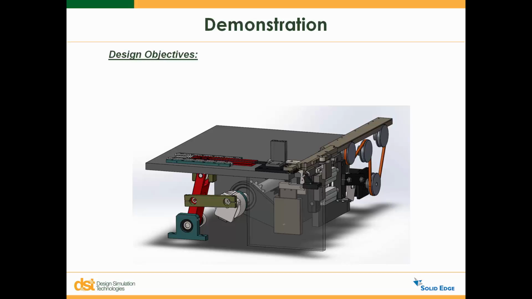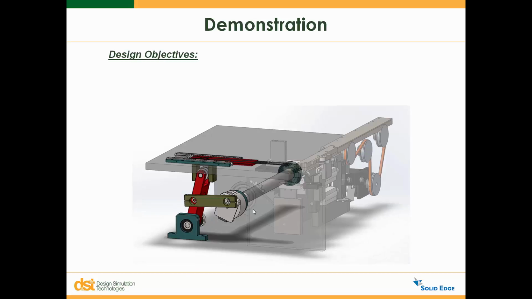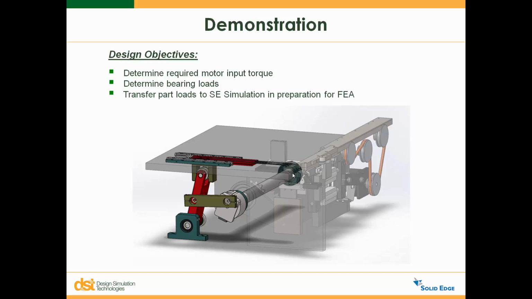Here's a simple demonstration of Dynamic Designer. We'll take a look at this machine here. In particular, we'll look at a subset of this machine, and we'll take a look at a few different objectives. We'll look at determining the motor input torque on this shaft. We'll look at determining some of the bearing loads for these radial bearings. And we'll also look at transferring part loads for this red link here into a Solid Edge simulation in preparation for an FEA. So let's go ahead and get started.